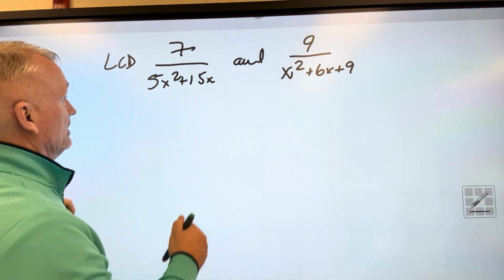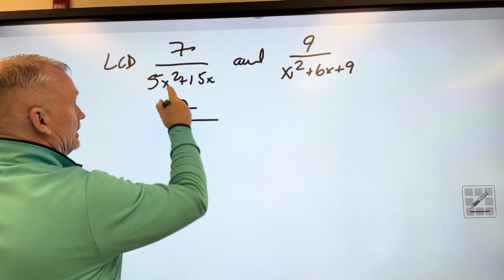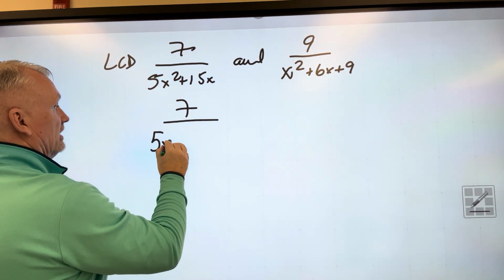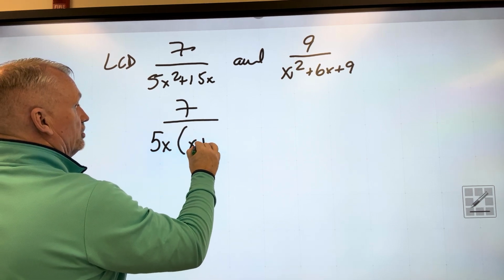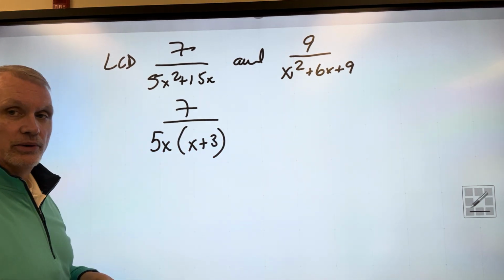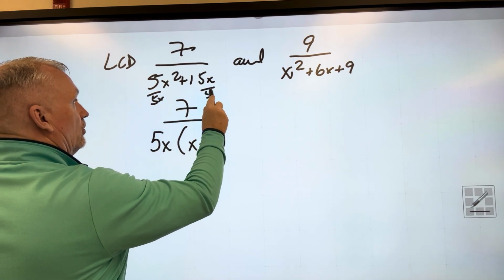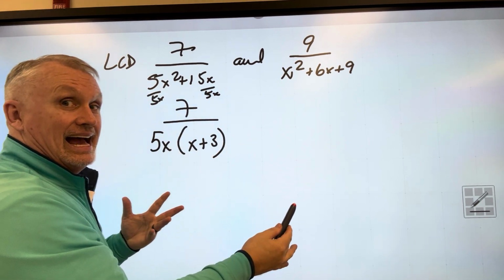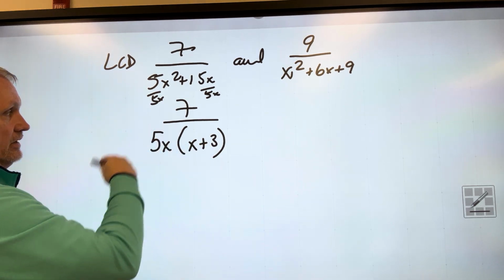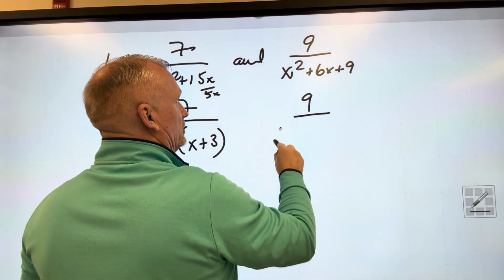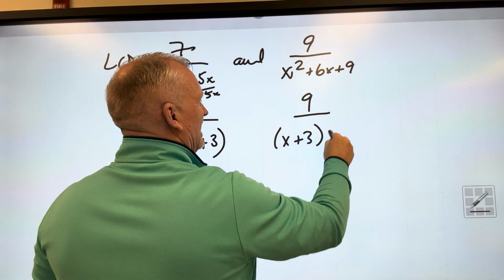Factor the denominator. Well, what's the GCF of what I have here, which is 5x, and what's left is x plus 3. Remember how we're doing this. When you factor out something, it's like you're dividing by 5x. Whatever the GCF is, when you take it out, you divide by it. Great. And 9 over, factor this, which is x plus 3, x plus 3.